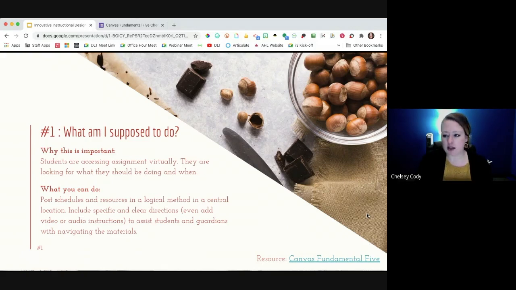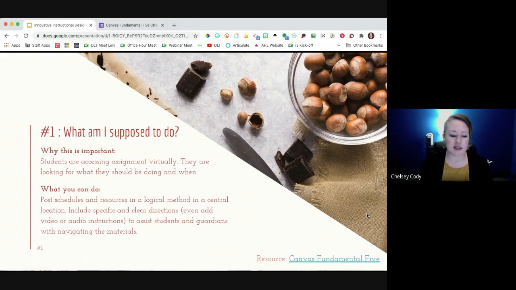What should I be doing? And what do I need to do? So things that you could do to help students with what am I supposed to do? Posting schedules. I see this a lot on our homepage, right? Somebody might have a schedule, we need to be in live meets at these times. Here's our schedule throughout the week.